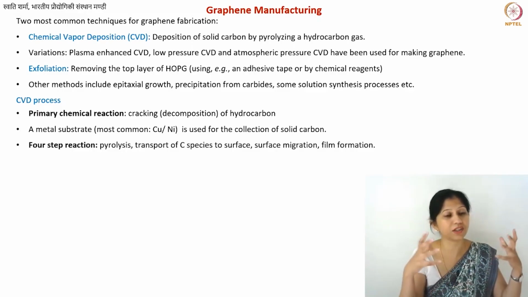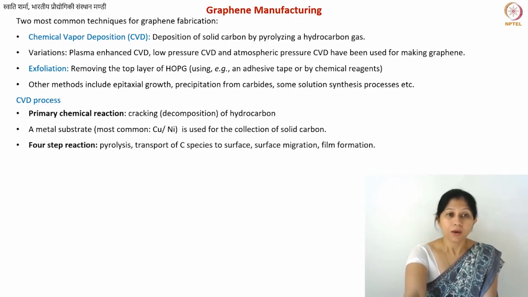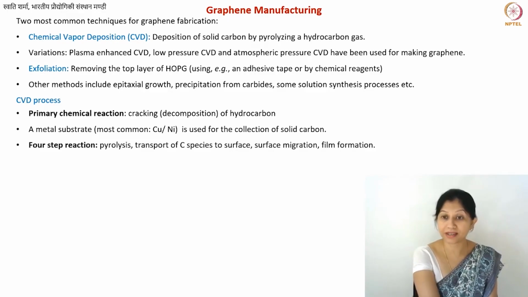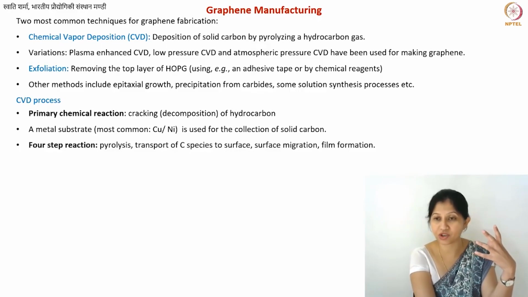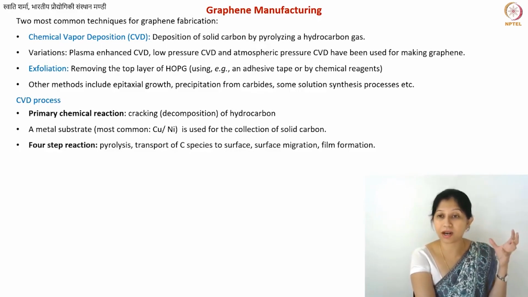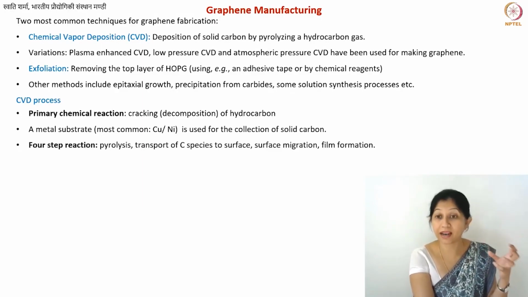You can call it a CVD chamber, or you can call it a CVD reactor. There are various designs of these reactors. We'll be discussing some of them. Okay. What happens is there is a 4-step reaction. You know already. The first step is pyrolysis. So you feed your hydrocarbon gas inside the chamber. Often this hydrocarbon gas is assisted, or it is flown inside along with a carrier gas.